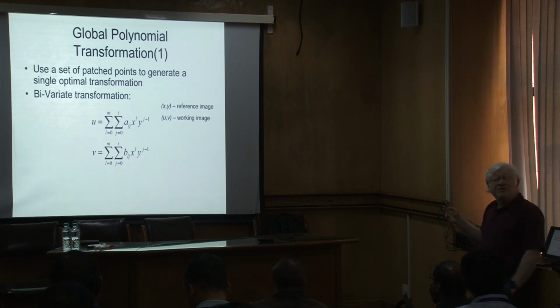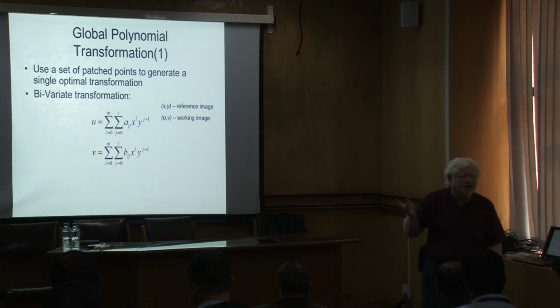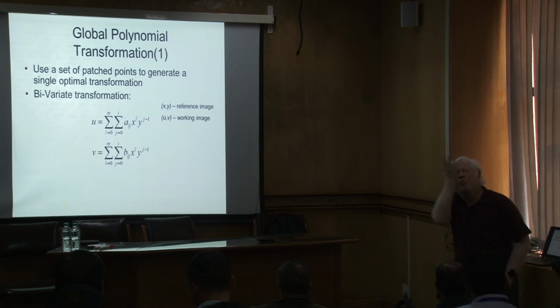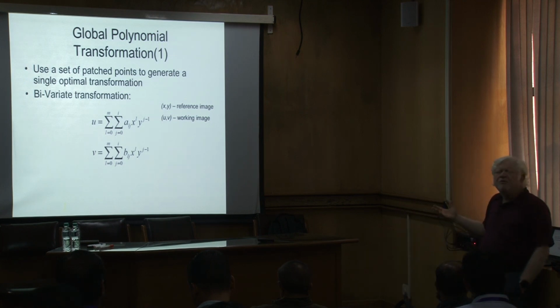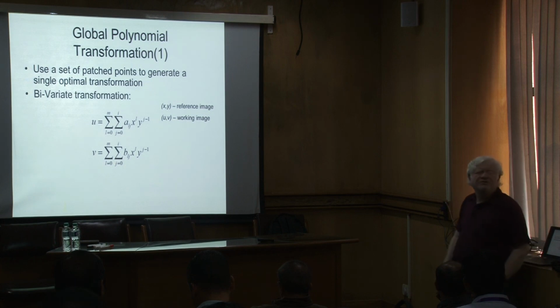All the others will more or less agree, will be close to agreeing, and those you will take, and you will find a polynomial which is not exactly going to fit the points here to the points there, which is the best deal you can get under these circumstances. This is the global polynomial thing.